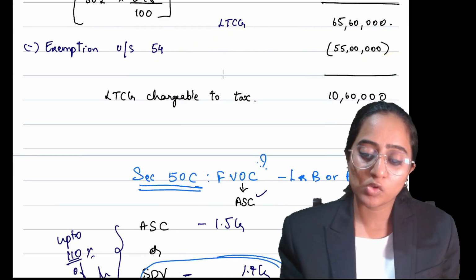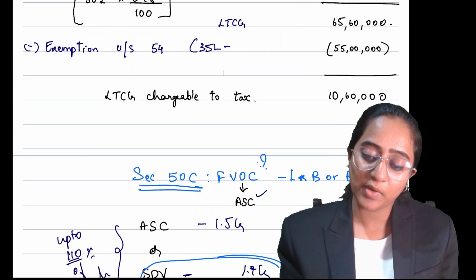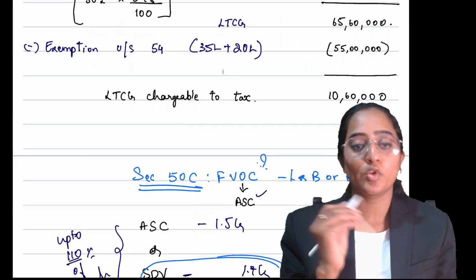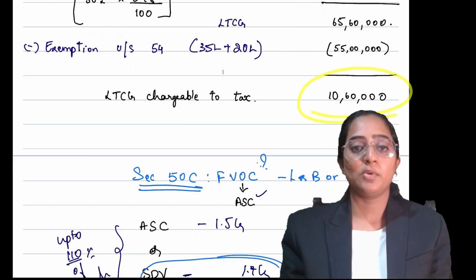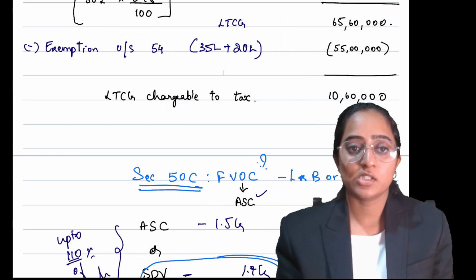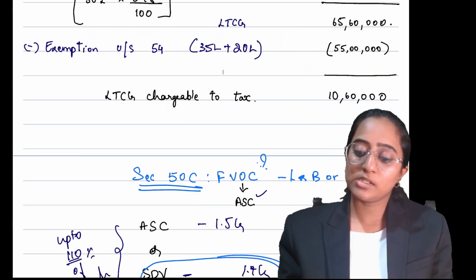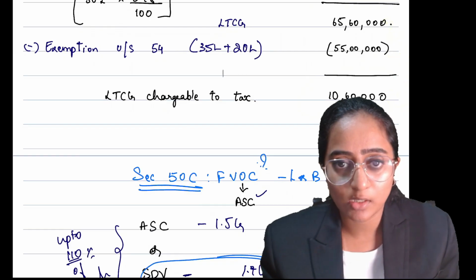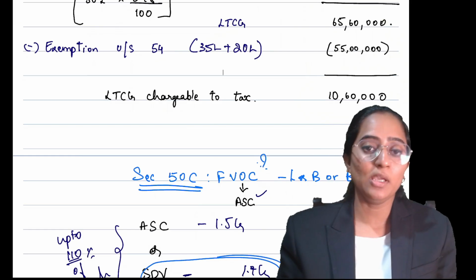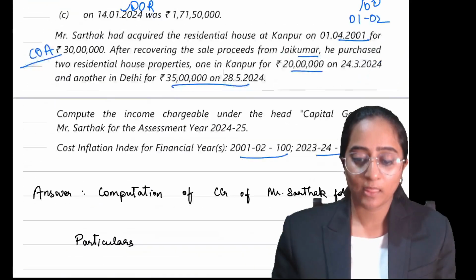Take it, enjoy. This is going to be the addition of 35 lakh plus 20 lakh. It's going to be 55 lakh. So what would be my long-term capital gain that would be chargeable to tax would be 10 lakh 60,000. That is the difference between these two, which would be considered as my capital gain subject to long-term capital gain tax, 10 lakh 60,000.